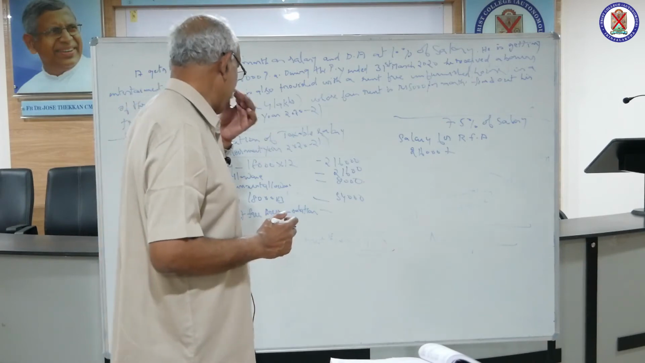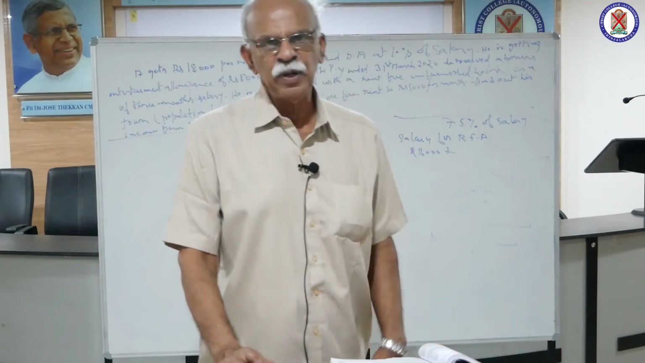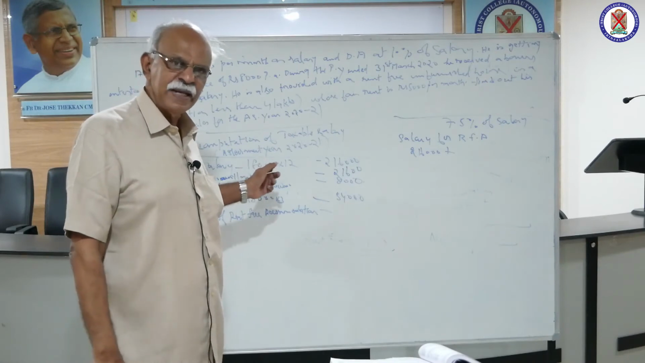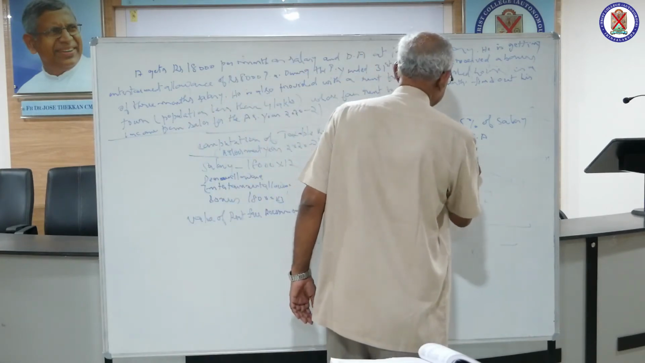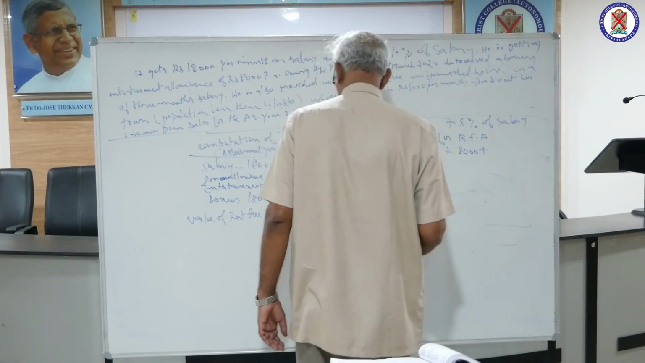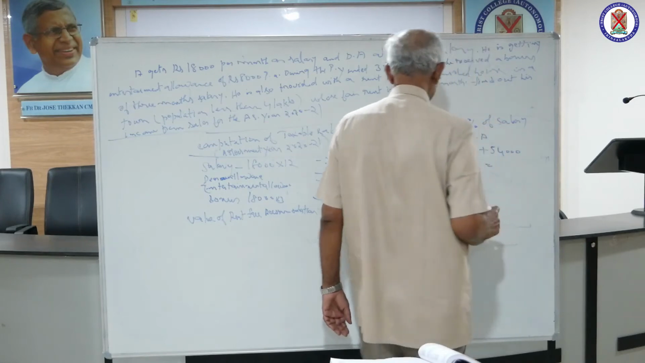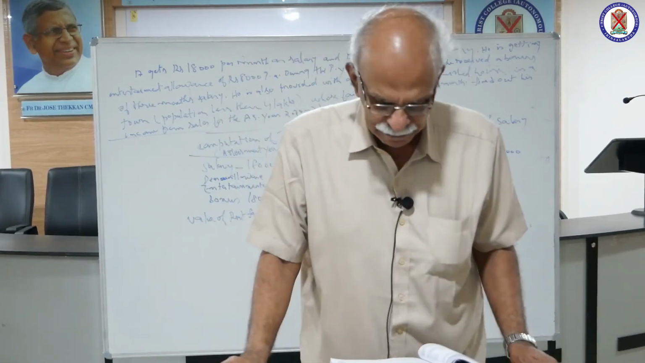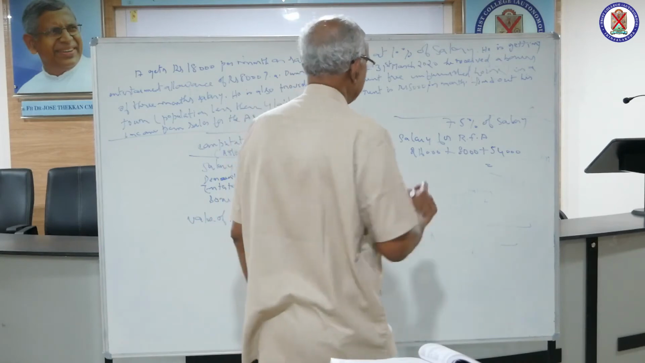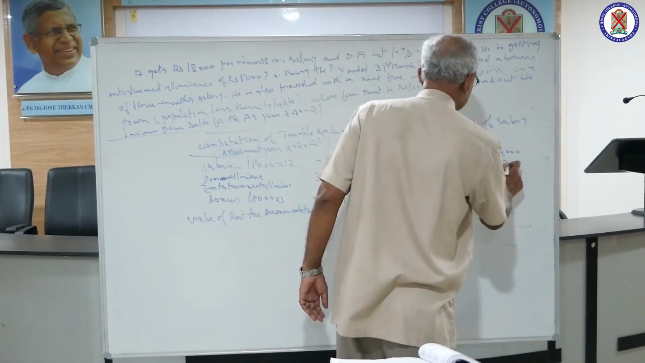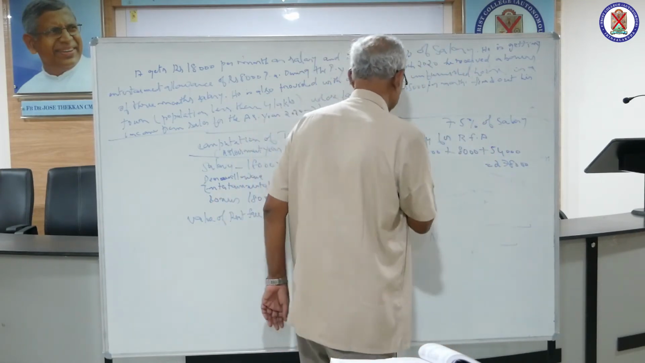Entertainment allowance: when I told you about allowances, I said the taxable portion of allowance. He is not a government employee, so entertainment allowance will be fully taxable, that is 8,000. Plus bonus, 3 months' pay, 54,000. Total salary for the purpose of rent-free accommodation comes to 2,78,000. You have to take 7.5% of 2,78,000.